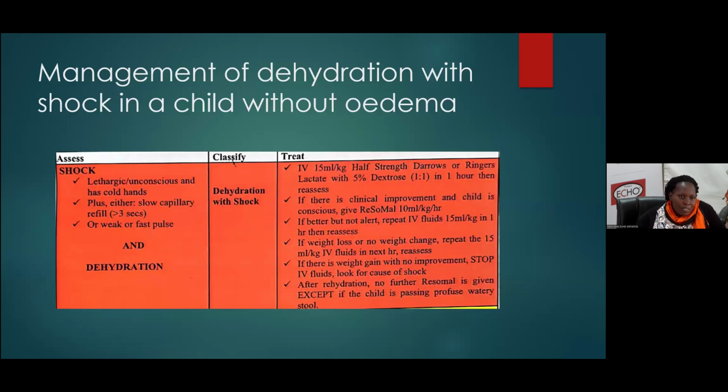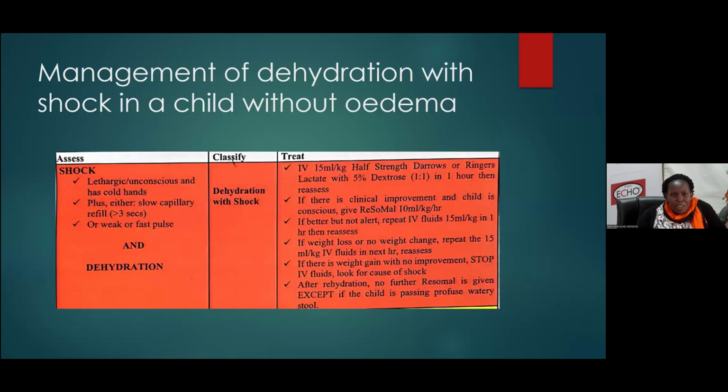And you have a child who is lethargic or unconscious, they have cold hands, a slow capillary refill, and a weak or fast pulse, and you can evidently see they are dehydrated, their skin turgor returns very slowly, they are unable to drink. You're going to define this child as a child with dehydration with shock, and immediately you're going to get an IV line and give them 15 mils per kg of half-strength Darrow's.